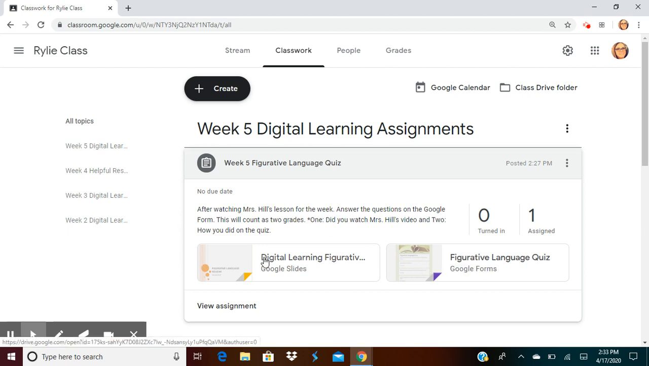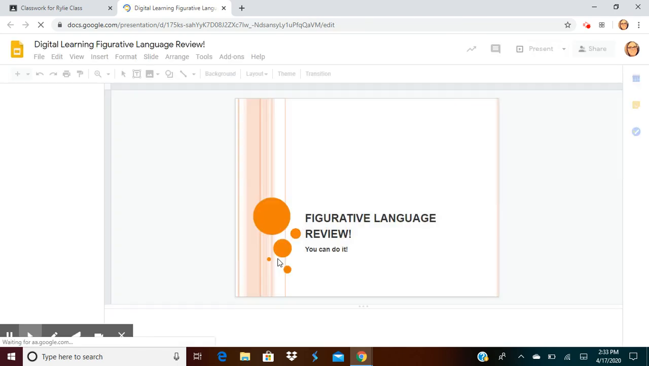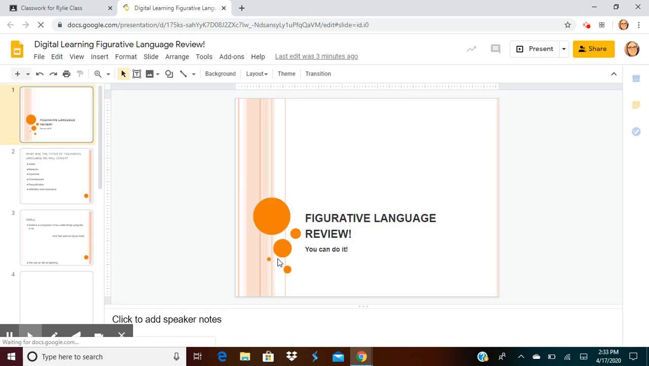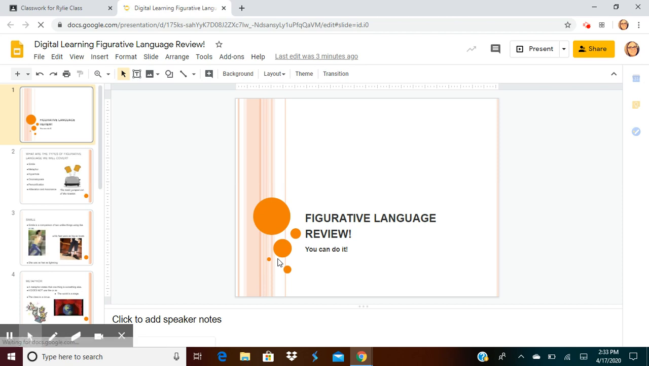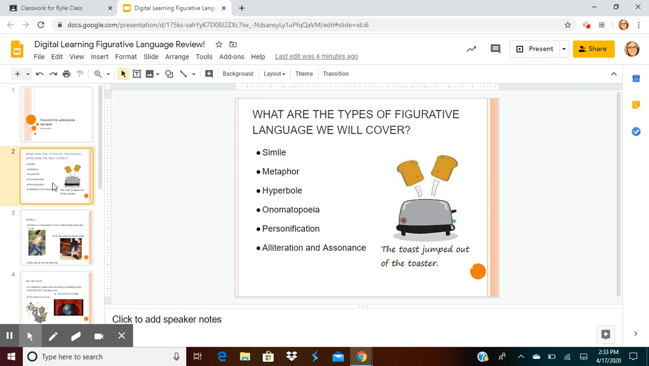Okay, so let's go ahead and click the digital learning slideshow. This is a slideshow that's going to help you as you do your assignment. It's a review. You guys can do this. You know this. We've been over it before. A lot of this stuff will be circled in. So, number one, what are the types of figurative language we will cover? I'm going to cover simile, metaphor, hyperbole, onomatopoeia, personification, alliteration, and assonance.